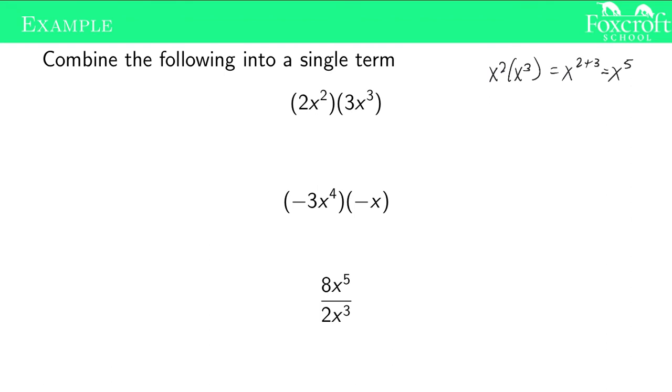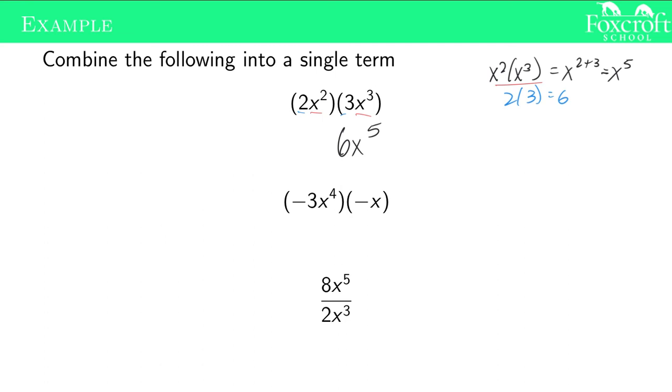What I was saying is basically we can do this separately, so we can do that as its own problem, and then we can do the numbers separately. 2 times 3 is just 6, and our final answer is going to be 6x to the fifth. So we treat the numbers separately from the variables. We can multiply the variable parts together, multiply the coefficients, the number parts together, and get our final answer.